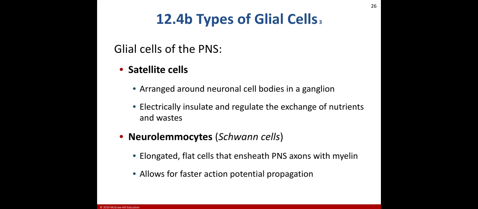So let's look a little bit more at glial cells because those were our main ones, but let's put them into now our peripheral nervous system. We have what we call satellite cells. They are arranged around these neuronal cell bodies. They are there to insulate and regulate the exchange of nutrients and wastes. Then we've got what we call Schwann cells or neurolemmocytes, which are long, flat cells that are going to wrap around the peripheral nervous system axons. And those are insulating them and allowing for a faster action potential propagation. So moving that electrical pulse, basically.